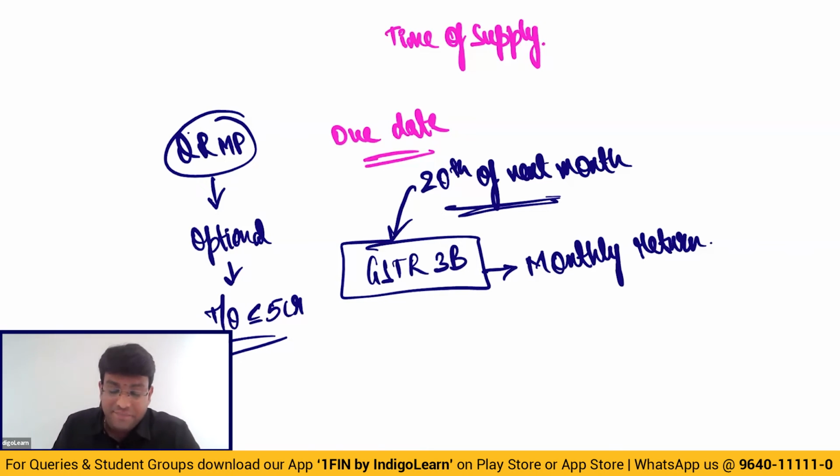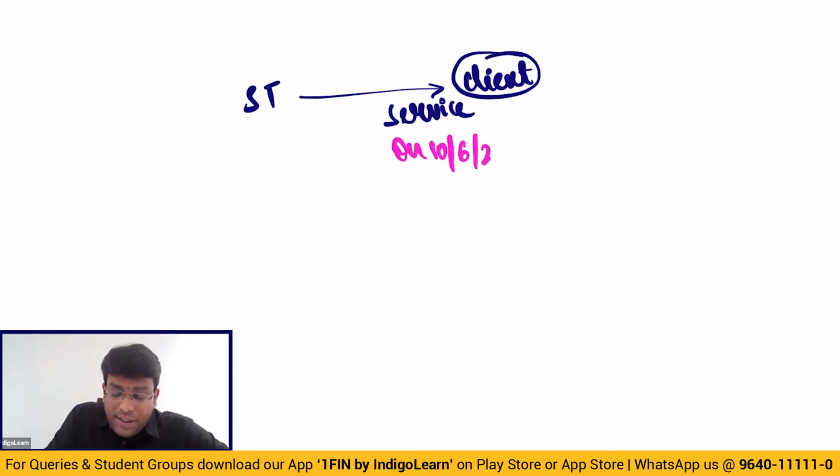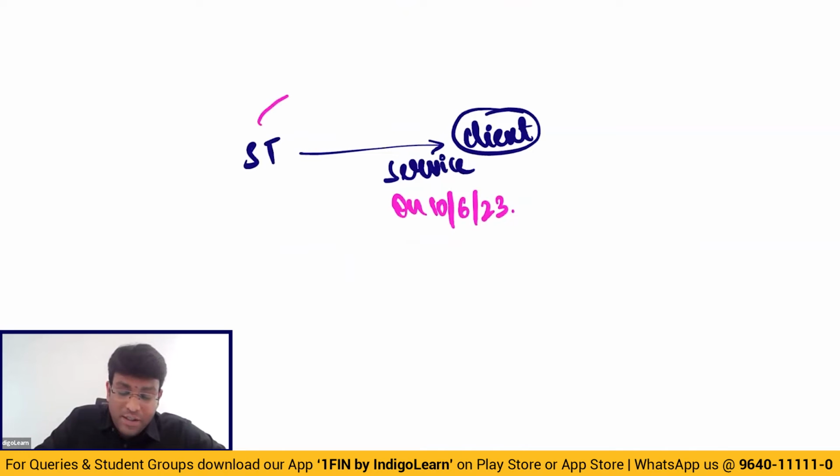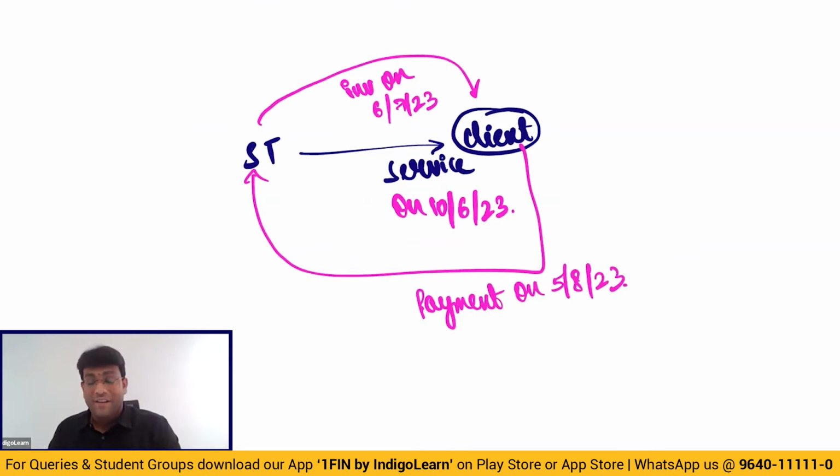Now, listen very clearly, sir. Imagine a case where Shiva Teja has given service to a client. Let us say service is given on 10th June 23. And I gave the invoice to the client on 6th July 23. The client has made the payment on 5th August 23. Now, you observe carefully: if you ignore the date and see the months, service is done in June, invoice is given in July, but payment is received in August.